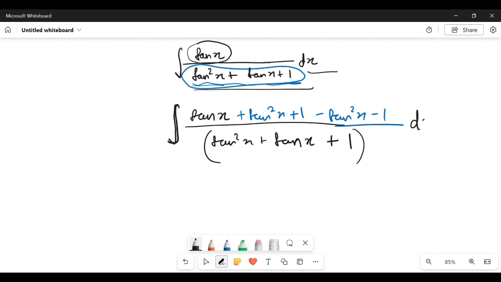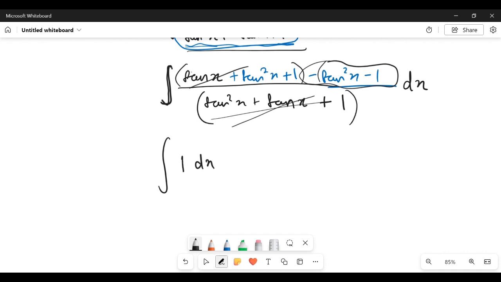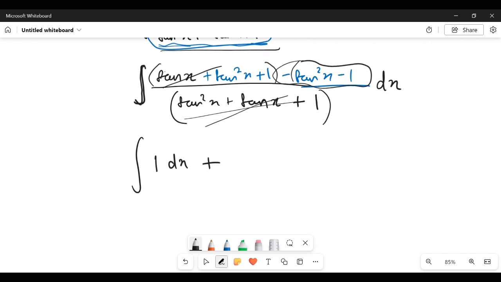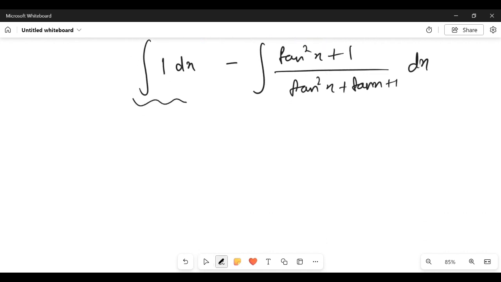Right. All right. So we will club this part and separate this part. On clubbing, this part will cancel with these, or the whole of it. So that would be 1 dx minus tan square x plus 1, and in the denominator it stays the same here, dx.